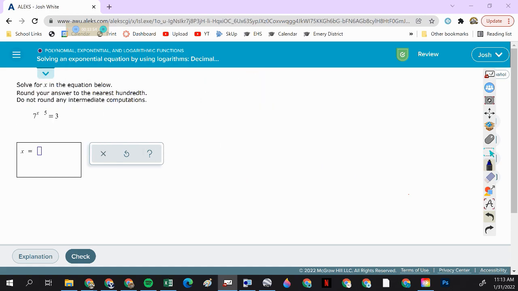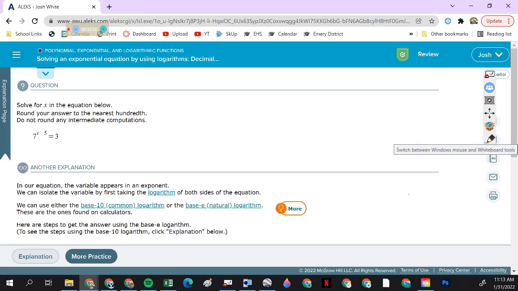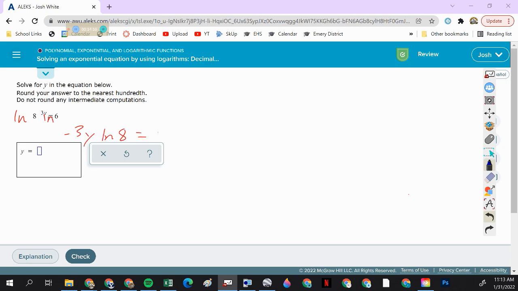Let's do another one of these. Oh, sorry. ln both sides. Negative 3y times the ln of 8 equals the ln of 6. Now, I need to divide by negative 3, and I need to divide by ln of 8. What order should I do those in? Turns out it doesn't matter.